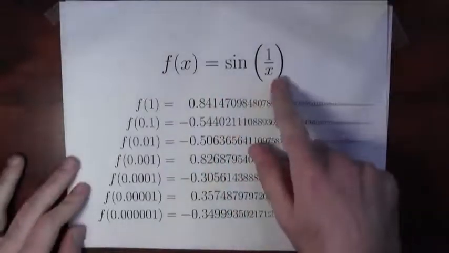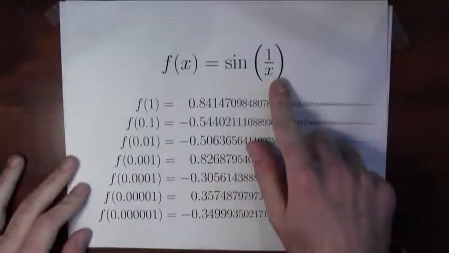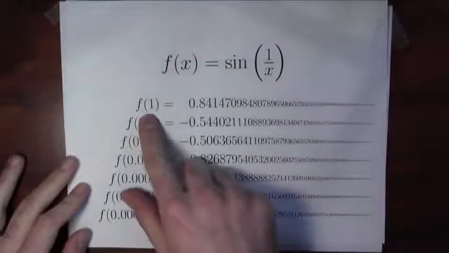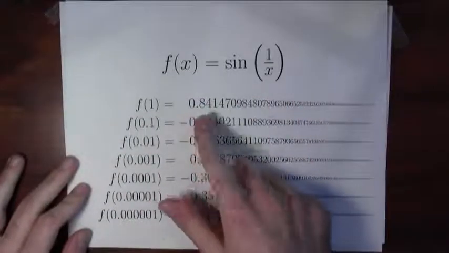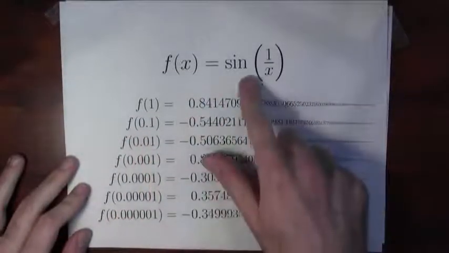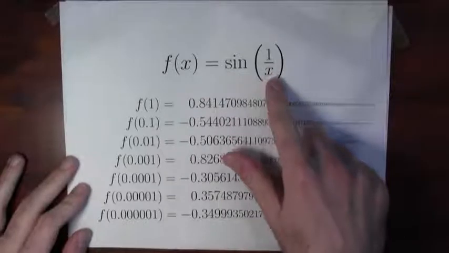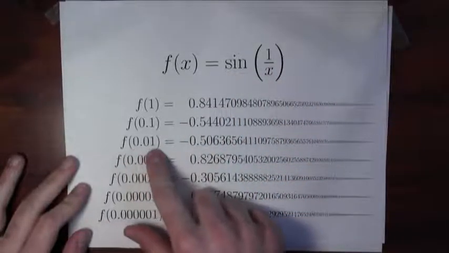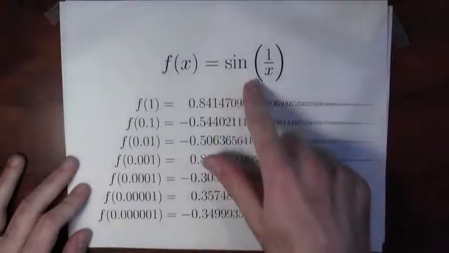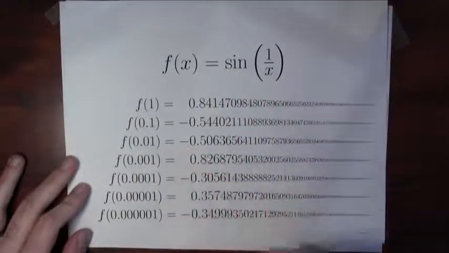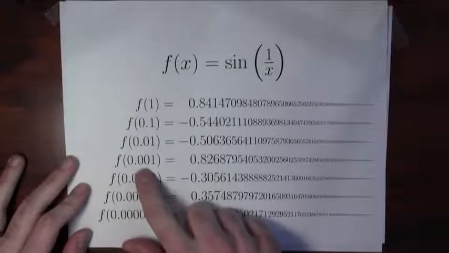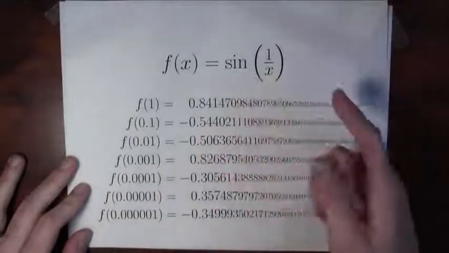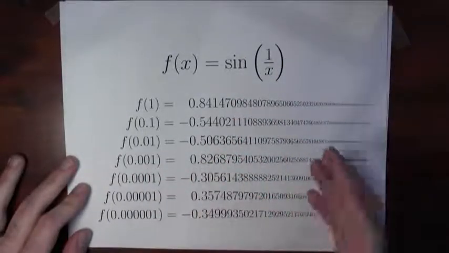So here's a table of values of the function f of x equals sine 1 over x. F of 1, which is really sine of 1, it's like 0.8. F of 0.1, which is really sine of 1 over 0.1, sine of 10, like negative 0.5. F of 0.01, which is really sine of 100, is also about negative 0.5. F of 0.001, which is like sine of 1,000, well, that's 0.8 and some more.